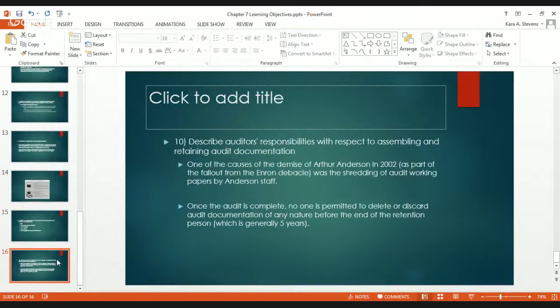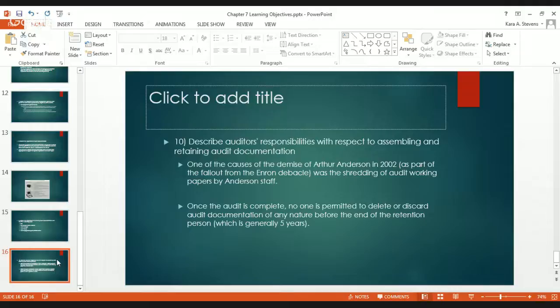And then our final objective for this chapter is to discuss the auditor's responsibilities with respect to assembling and retaining work papers. And I know our bad Enron creeps into a lot of the discussions. But that was the demise of Arthur Andersen, Enron's public accounting firm, that they went through and actually shredded work papers. Why would they do that if they weren't guilty, is the question of the decade. And the conclusion was that they did have something to hide. That's why they shredded the work papers.